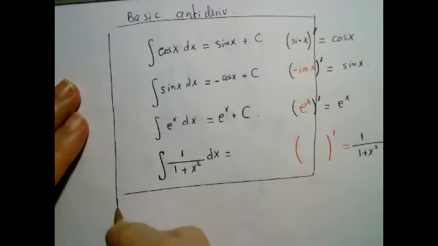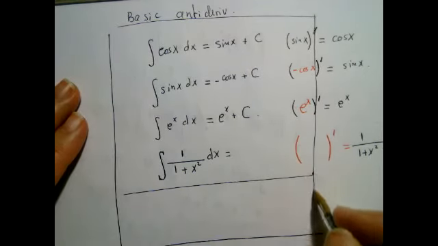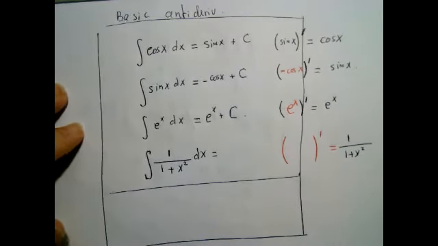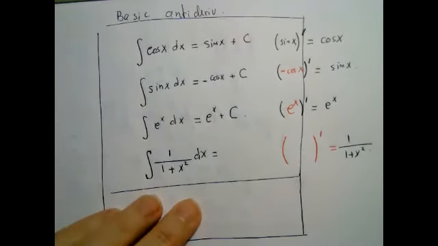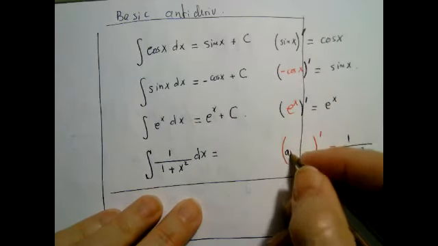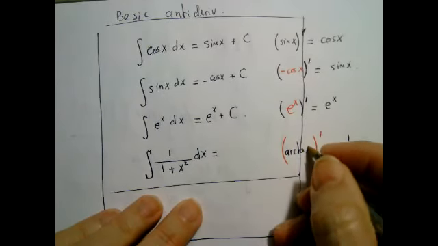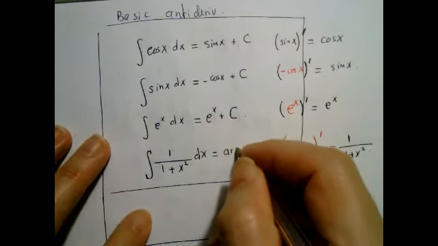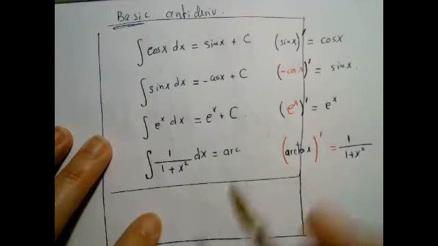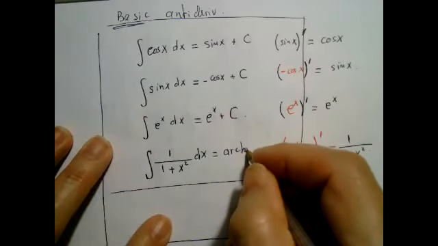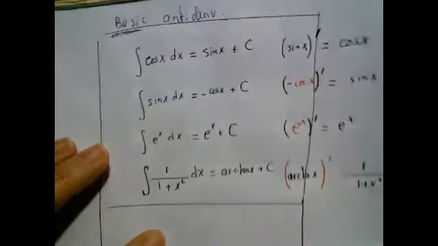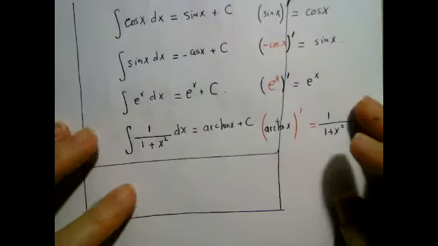Okay, there is one more, and I am done with the basics. Try to remember what function, when we differentiate, gives you 1 over x squared plus 1. That's the arc tangent x. Again, this is a function that comes up a lot, so that's why we call it a basic antiderivative, plus c.